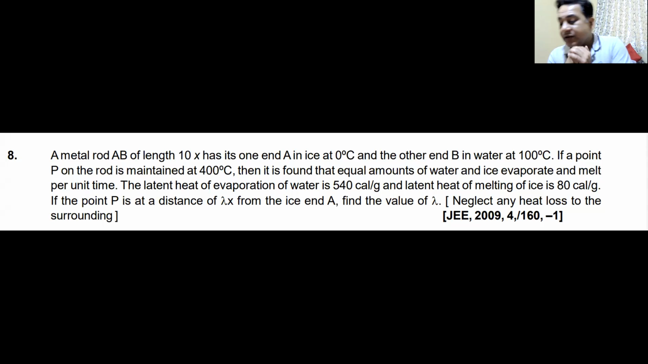A metal rod AB of length 10x has one end A in ice at 0 degrees Celsius and the other end B in water at 100 degrees Celsius. If a point P in the rod is maintained at 400 degrees Celsius and it is found that equal amounts of water and ice evaporate and melt per unit time. On one hand, you have water which is evaporating. On the other hand, you have ice which is melting. The latent heat of evaporation of water is 540. We know this. Latent heat of melting of ice is 80.